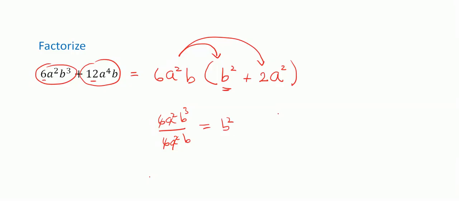Okay, in the case of the second term, we would have had to take 12a to the power 4b over 6a squared b. So 6 will go into 12 2 times, a squared will go into a to the 4 a squared times, and my b's will cancel. So this is how I got b squared, and this is how I got 2a squared.